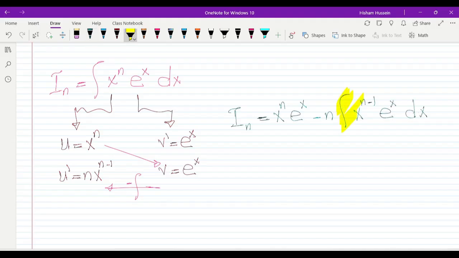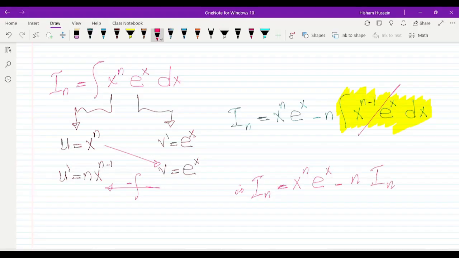This integral, x to the power n minus 1 e to the power x dx, is called I_{n-1}. So I_n as a reduction formula will be x to the power n times e to the power x minus n I_{n-1}.